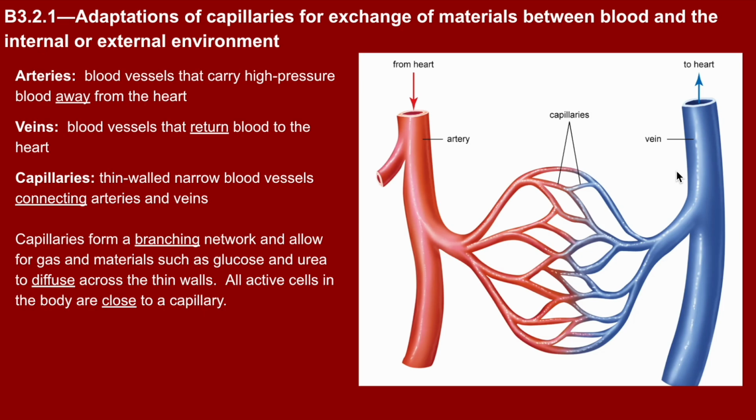Now, a lot of misconceptions are around whether it's oxygenated or deoxygenated, and that does not have anything to do with whether we call it an artery or a vein. It just has to do with whether it's away or into the heart. They can be both oxygenated and deoxygenated, as we will see. Now, arteries and veins are connected by a network of capillaries. These are extremely thin, and we're going to talk about some adaptations because capillaries are where gas exchange and material exchanges occur.